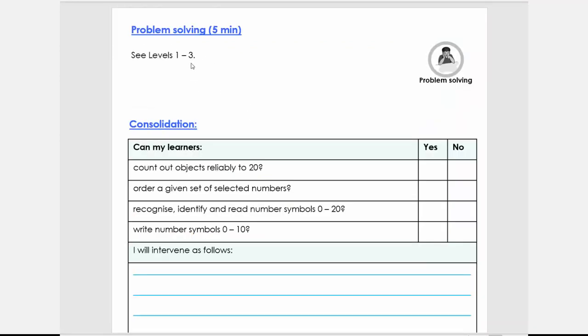Then the problem solving, we already looked at it when we did levels 1 to 3. And then the consolidation, if you got everything yes, you're going to carry on with the next lesson. If you got some no's, you need to revisit certain concepts, or you need to contact us at SA Teacher.